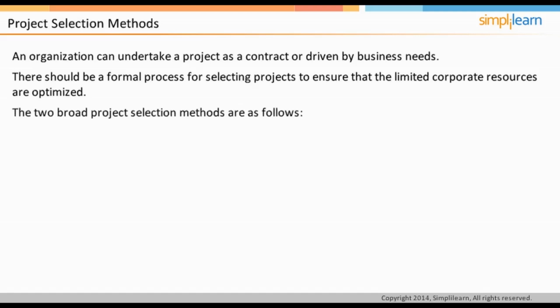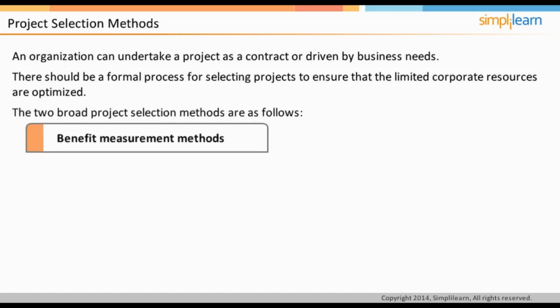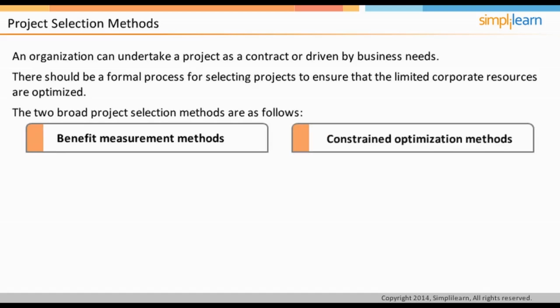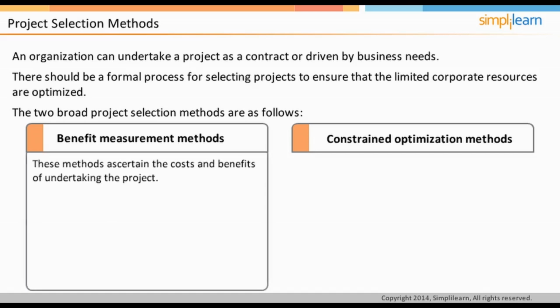There are 2 broad ways to select a project. One way is the benefit measurement method, where one project is compared with other competing projects. Another approach is based on mathematical models, wherein you examine the most optimal selection of projects by trying to optimize a goal. For example, maximize operating profits. Such methods may be called constrained optimization methods. There are different methods under both these categories, and you should be familiar with the names of these methods.